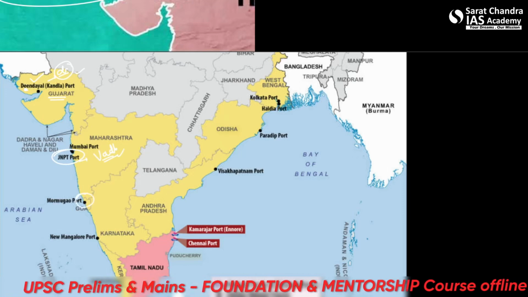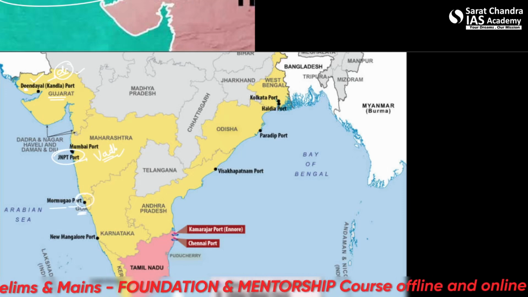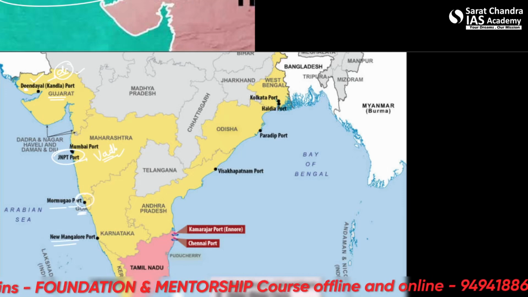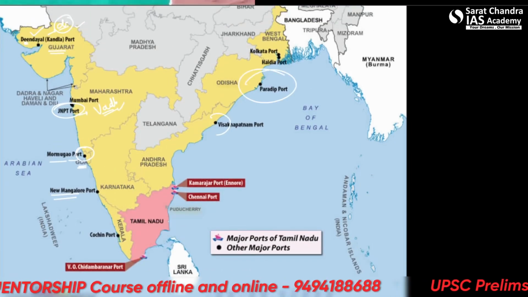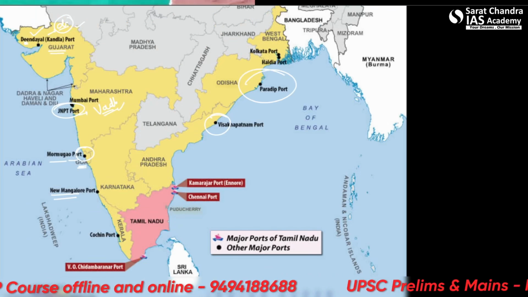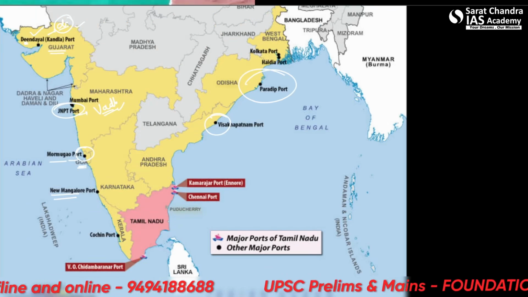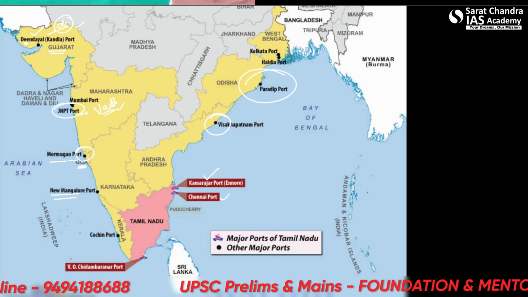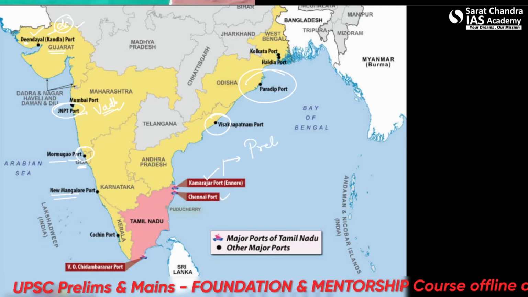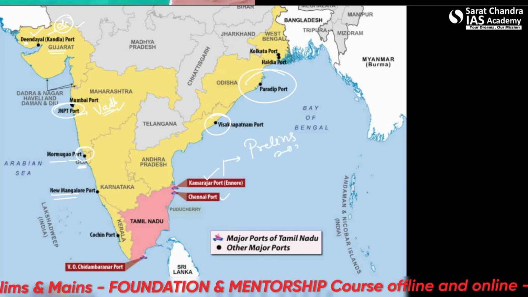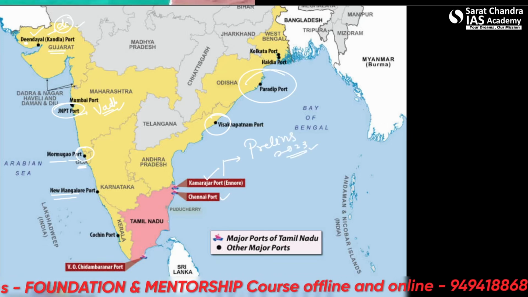Okay, the next ones are the Mormugao port. This is the famous port of Goa, and New Mangalore port. These are very important ports of India. The Paradip we all know. This is in Odisha. Visakhapatnam port is here. And there are two important ports which we are talking about in this lecture, the Kamarajar port and the Chennai port. This Kamarajar port was asked in prelims 2023. So ports are a very important topic.